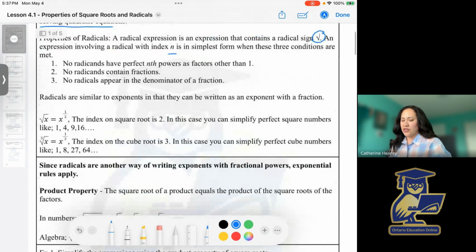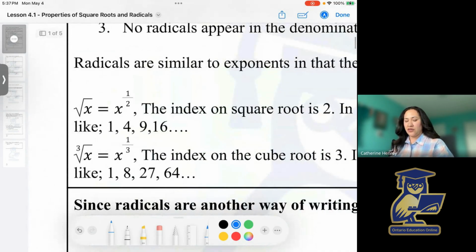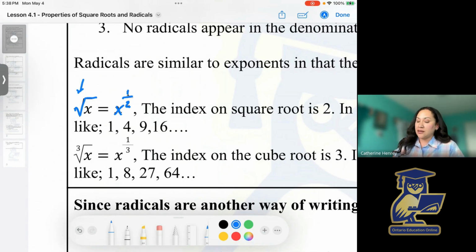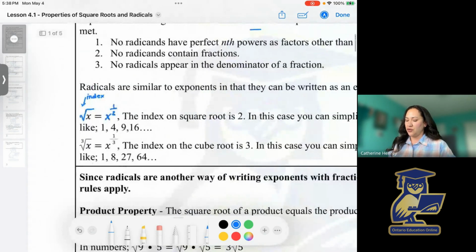So radicals are similar to exponents in that they can be written as an exponent, but the exponent would be a fraction. So let's take a look, zoom in here. The square root of x can be rewritten as x to the power of 1/2. So the square root, the index, goes right here. But when we're just talking about the square root, we usually don't put 2, but we'll see that when we take the third root or the fourth root, we do include an index. So the position right here is called the index. So the index on a square root is 2.